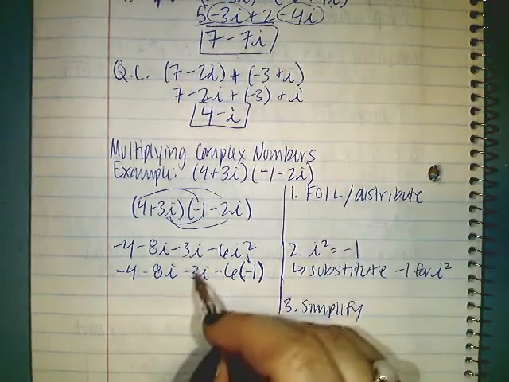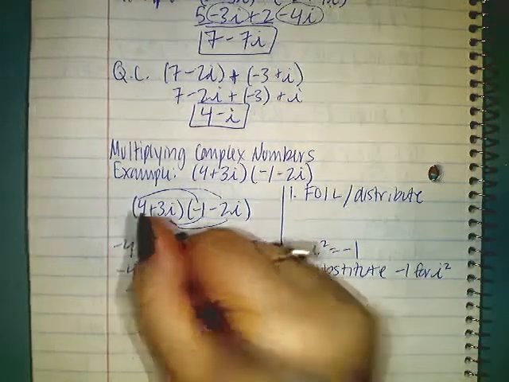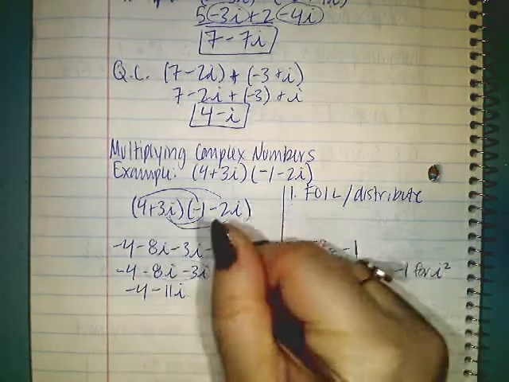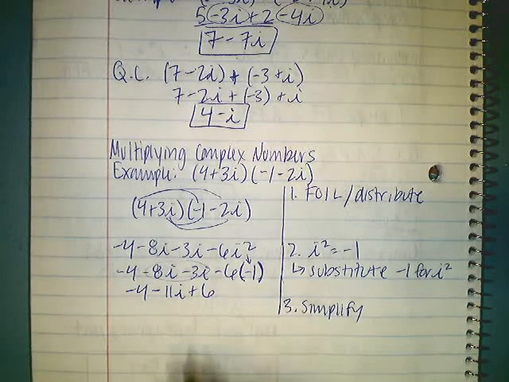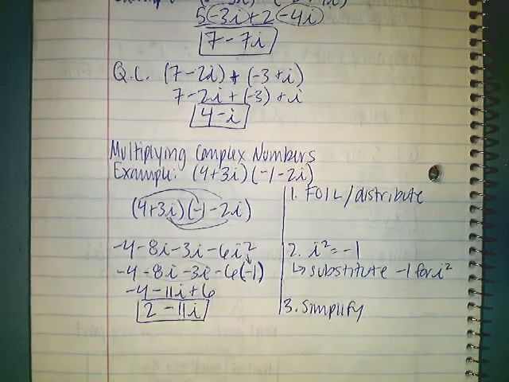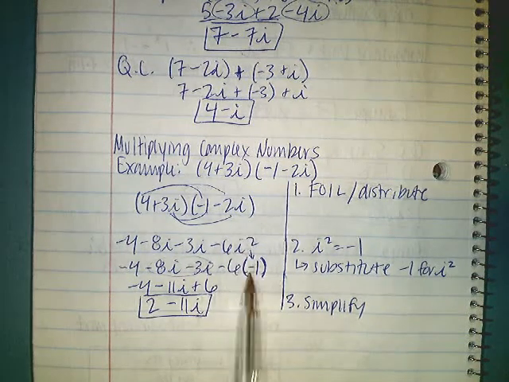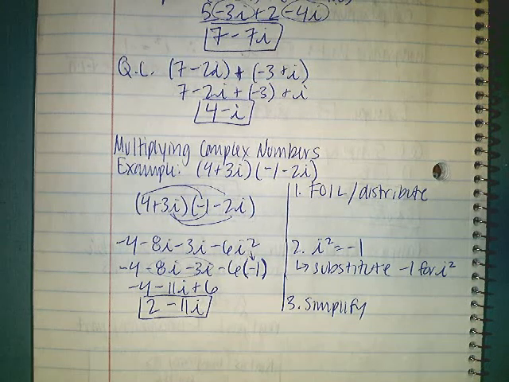So I'm going to combine these like terms, and I have negative 4 minus 11i, and then negative 6 times negative 1 becomes plus 6. Negative 4 and 6 becomes 2 minus 11i, and that is my final answer, 2 minus 11i. So the only added step is, since we end up with i squared, whenever you have an i squared, you need to replace it with negative 1 so you can end up with more real parts than imaginary parts.